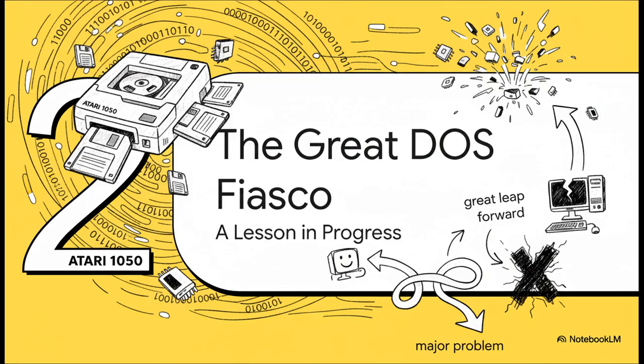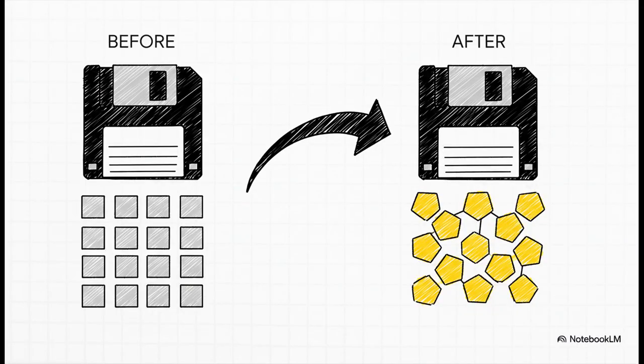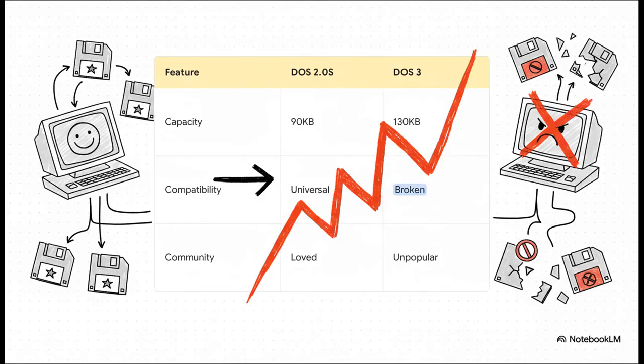So here's the problem in a nutshell. To squeeze that extra space onto a disk, to go from 88 to 130 kilobytes, Atari decided to completely redesign how files were organized. They threw out the old system and created a brand new, totally incompatible one. And this is the heart of the fiasco.